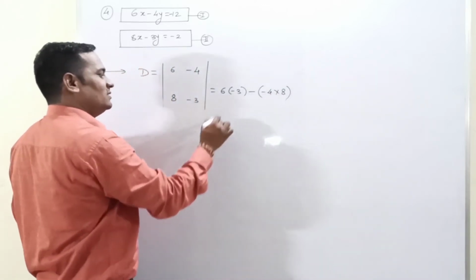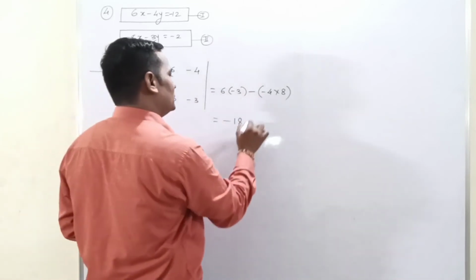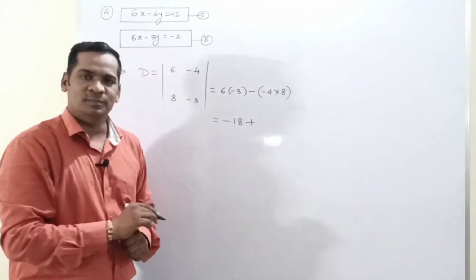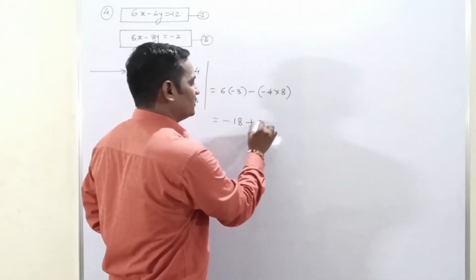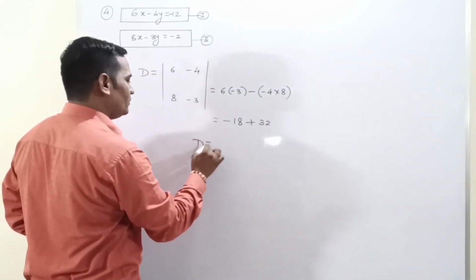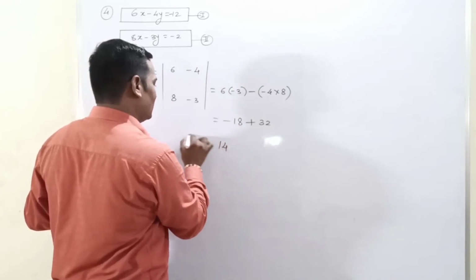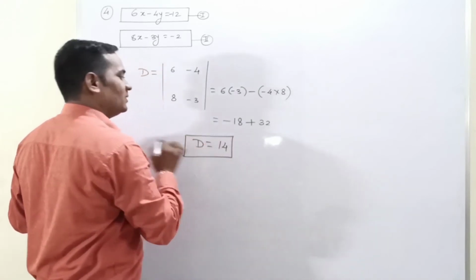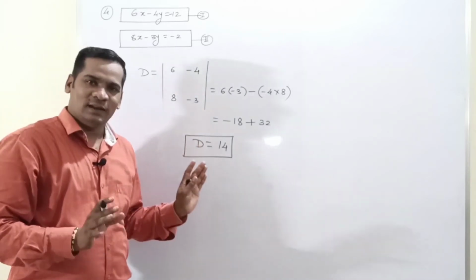6 3s are 18, that will be minus 18. Minus minus will become plus, and 4 8s are 32. So D is equal to 14. In this way we can easily find the value of D.